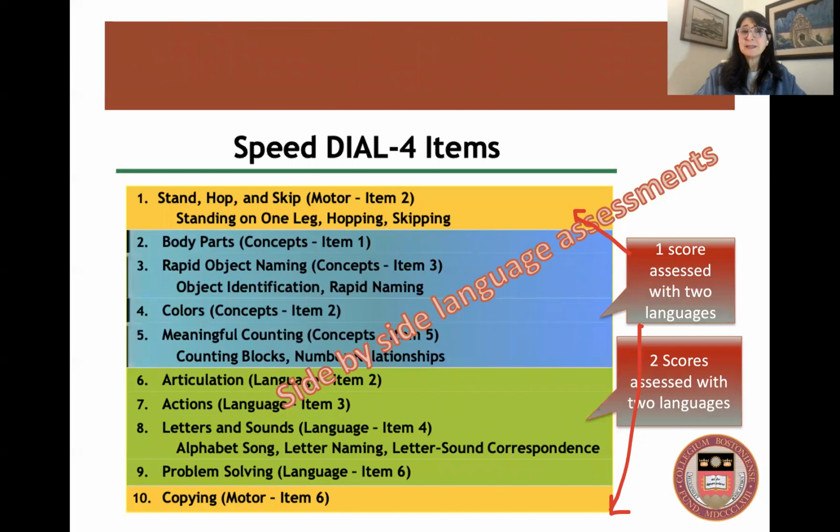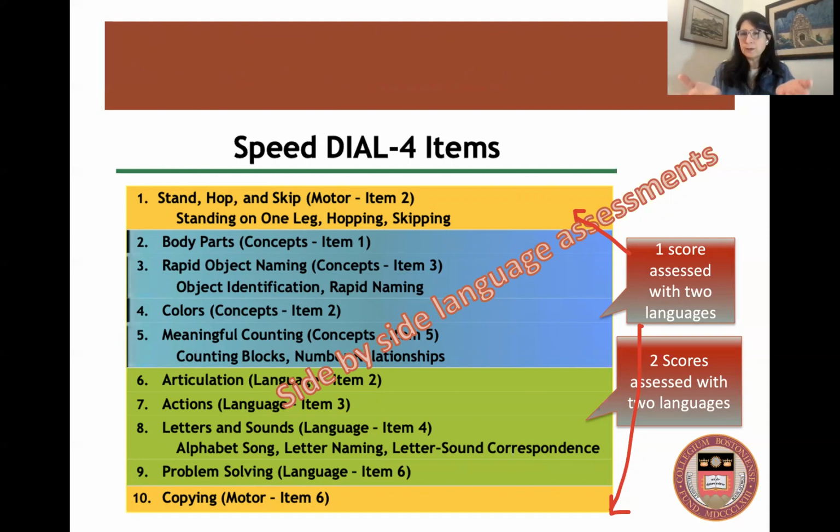So this is an assessment that I used to use for incoming kindergartners in our dual language programs in New York. It's a typical exam you can purchase, the DIAL exam from Pearson, and it comes in Spanish and English. So it assesses three areas, as you can see: motor skills, concepts, and language. And it has 10 items. The yellow is the motor skills, the blue is the concepts, and the green is the language.